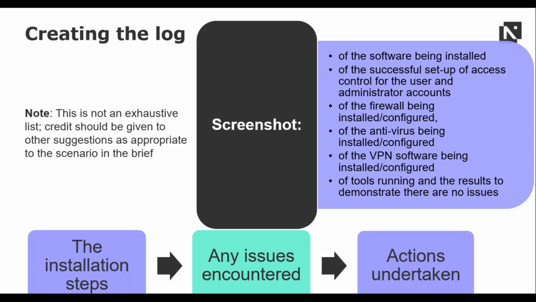This could include evidence showing the VPN can be activated to ensure privacy and anonymity when the user is accessing the internet via a public Wi-Fi, and screenshots of tools running and the results to demonstrate there were no issues.